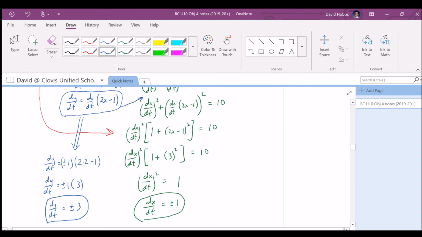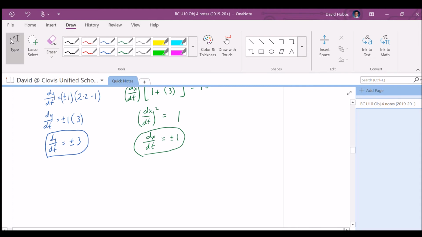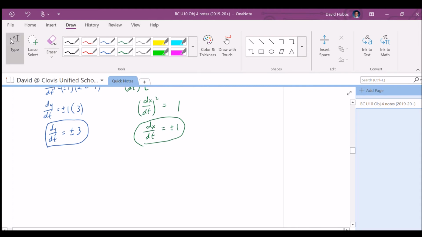And our velocity vector is made up of dx/dt, dy/dt. So using all of that together, our velocity vector is (plus or minus 1, plus or minus 3).